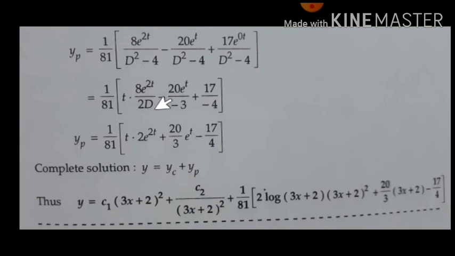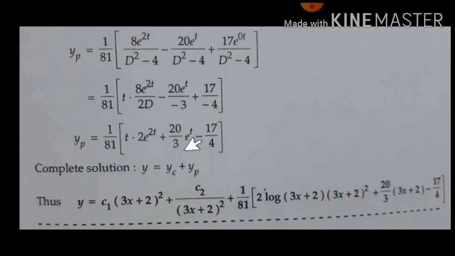Again replace d by 2. 2 into 2 becomes 4. 4 1s are 4, 2s are 2. Cancel 4 and 8. So you will get 2. Simplify, minus minus becomes plus. Here minus 17 by 4. So this is the particular integral.